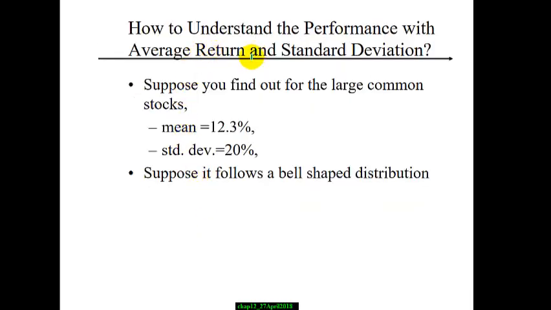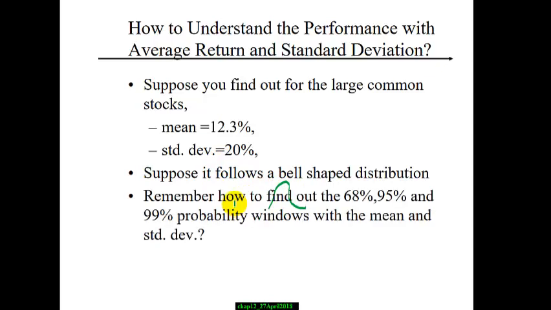Now, after we calculate both the average return and the standard deviation, how can we understand the performance a little better? For example, for large company stock, we found the average or mean is 12.3% and the standard deviation is 12%. Suppose it follows a bell-shaped distribution. Remember how to find the 68%, 95%, or 99% probability windows, right? So the question is, does large company stock follow a bell-shaped distribution?